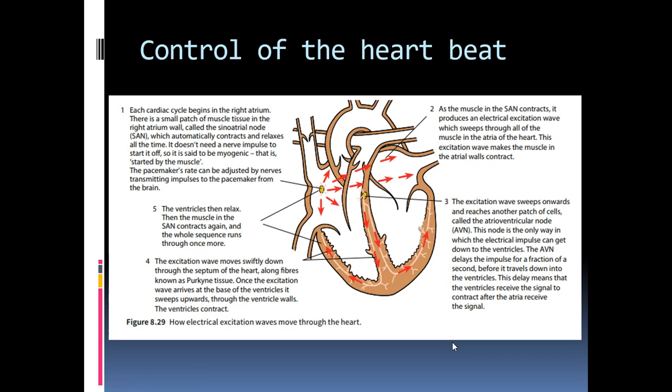And finally, the ventricle will relax. Okay, the ventricle walls will relax for about 0.3 to 0.4 seconds before the start of the next cardiac cycle, which is also initiated by the contraction of the SAN, which will produce a new set of impulses for the next cardiac cycle.